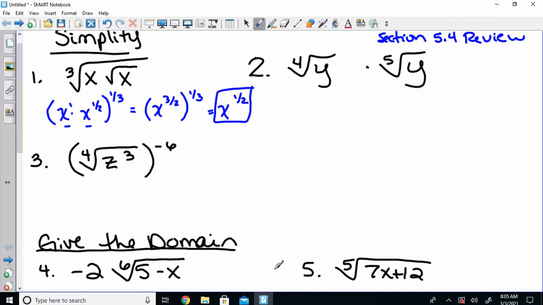If you have the 4th root of y, how do we write that? Times the 5th root of y would be y to the... Then what do you do with those exponents? Add them. So 1/4 plus 1/5 is 9/20.